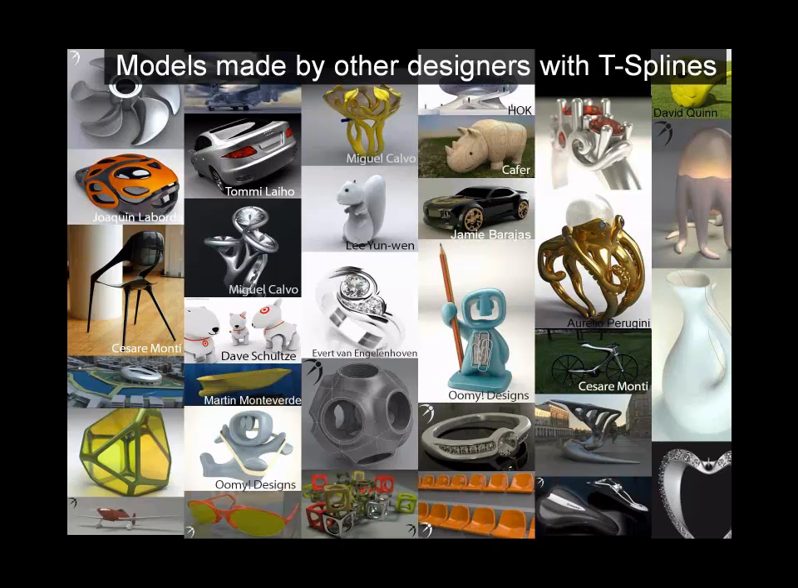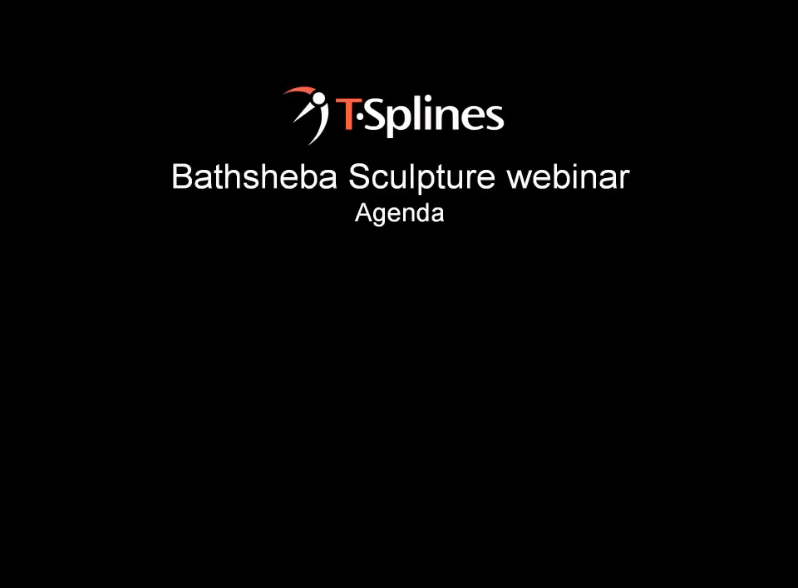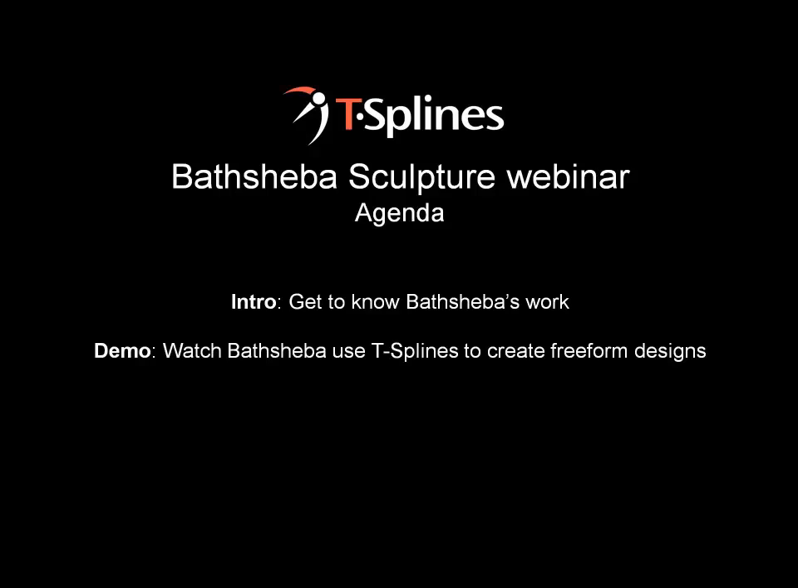So the format for this webinar will be slightly different from webinars we've had in the past. Rather than spending more time talking about how T-Splines for Rhino can be used for freeform design, we're going to move right into the good stuff by passing the mic over to Bathsheba. She'll start by giving an intro to her work. Then she will actually do some live modeling inside T-Splines for Rhino to show how she has created some of her organic designs with T-Splines.